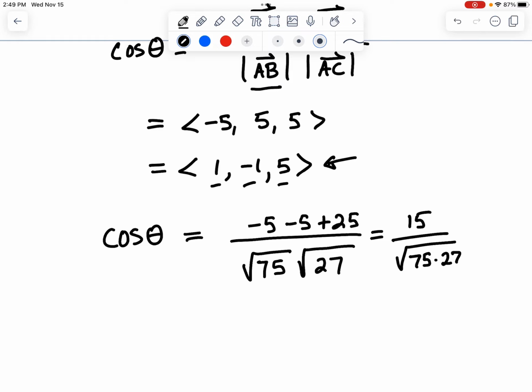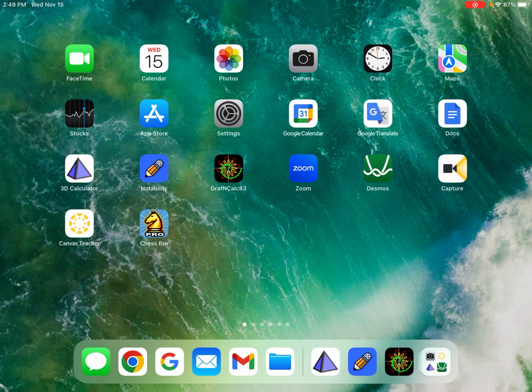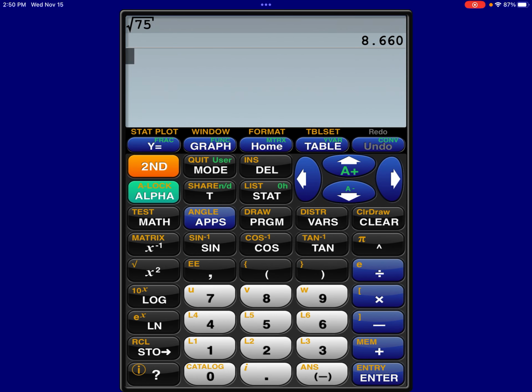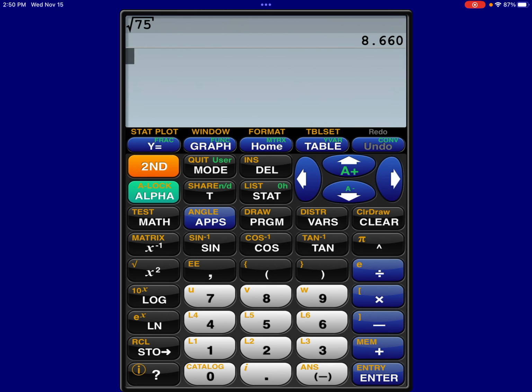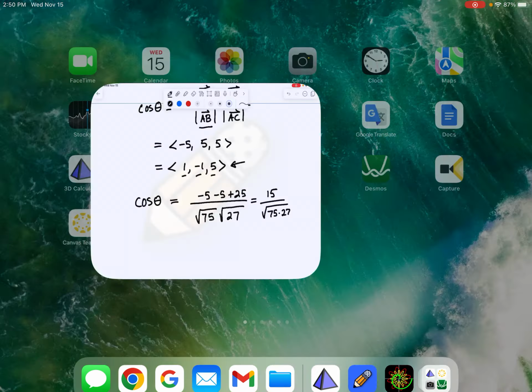And then switch over to the calculator and take cosine inverse. So I would like the answer in degrees. Is it in degrees right now? It happens to be in degrees, that's good. And then take the cosine inverse of 15 on top divided by the square root of 75 times 27. So my estimate was that it was going to be 80 degrees. It's actually 70.529, which is why you always measure twice and cut once in construction.